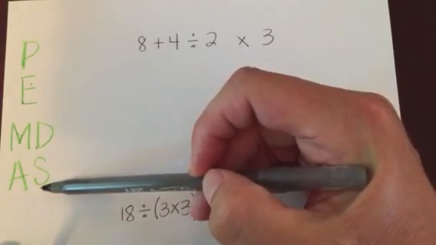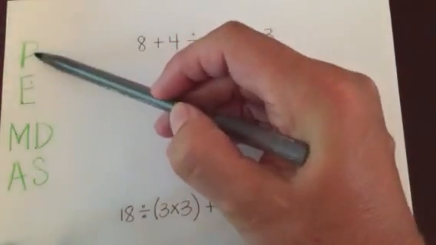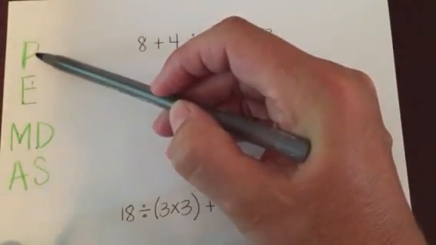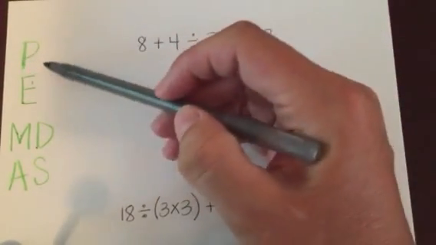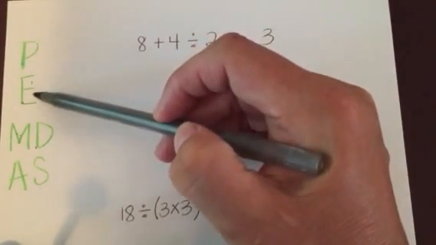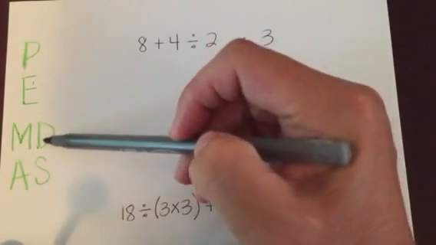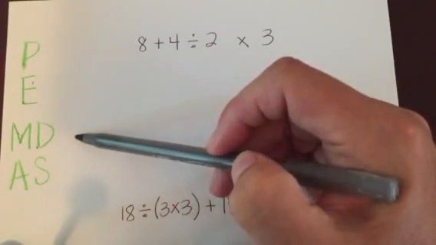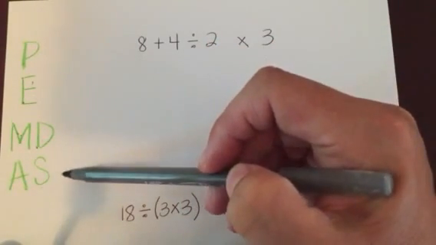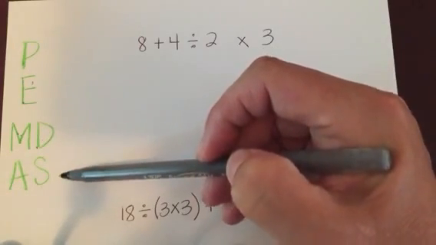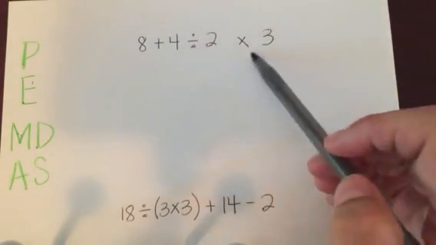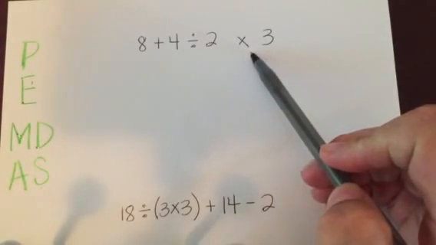So just as a quick review, remember that the P represents parentheses, brackets, and braces. So anything that groups would come first. The E represents exponents. The MD means that we're going to multiply and divide next. And the AS is add and subtract, and we would do that last. So we're going to solve this expression by using the order of operations.